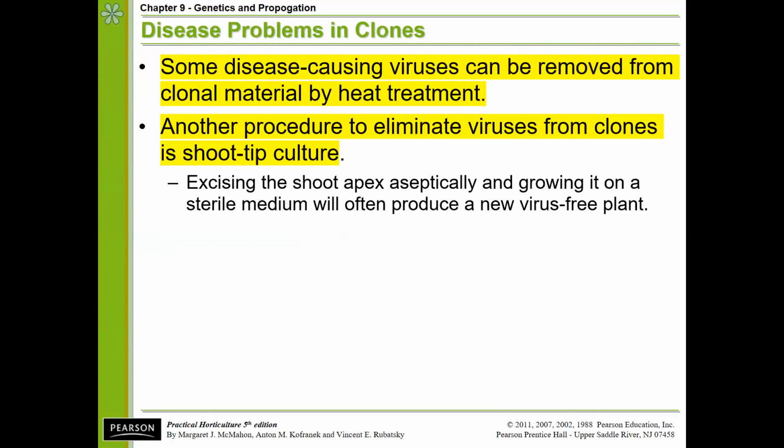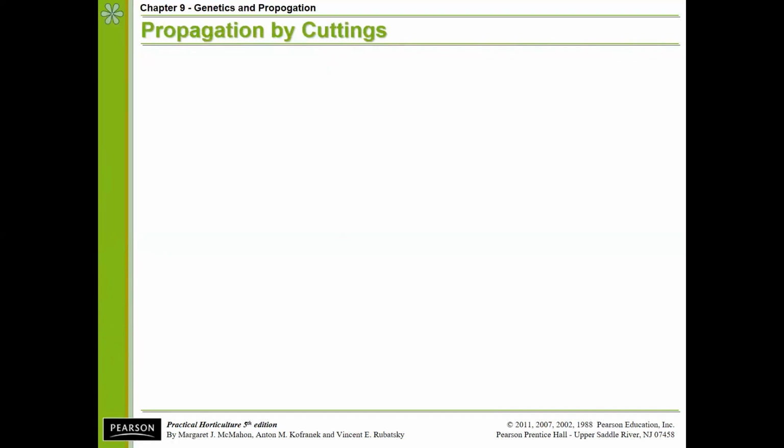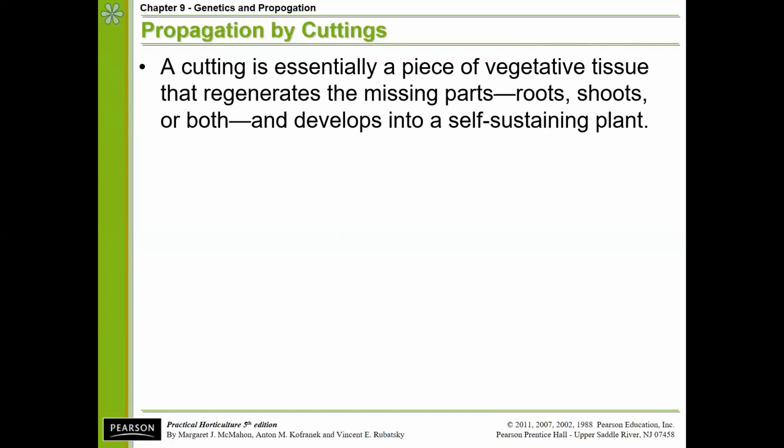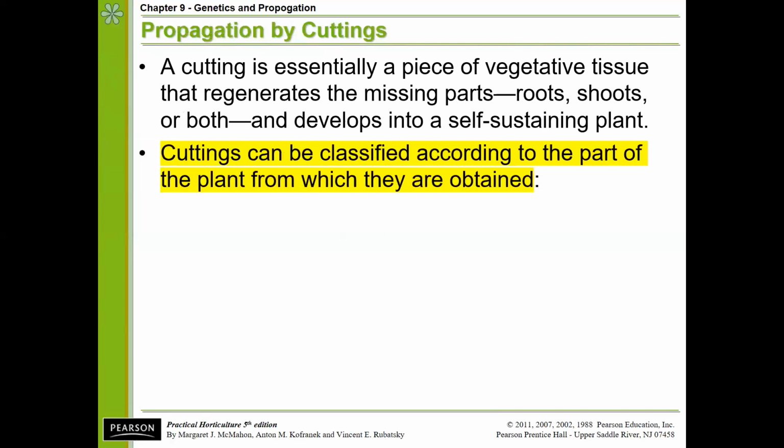Another way to do this is through shoot tip culture, and we'll talk more about that in just a little bit. Let's talk about the different types of vegetative propagation. First, the most common and probably the easiest way to propagate most plants is through cuttings.